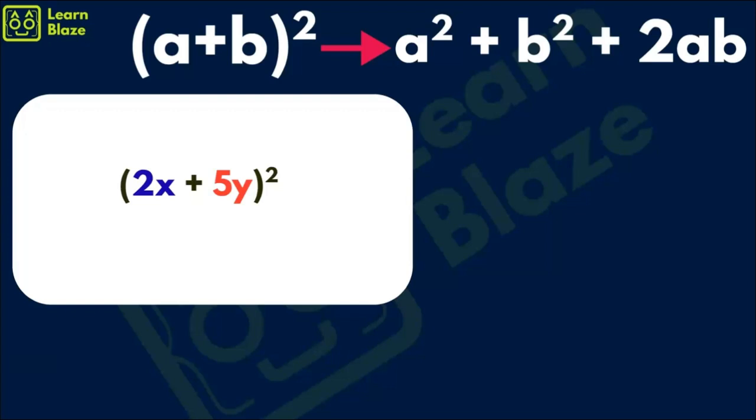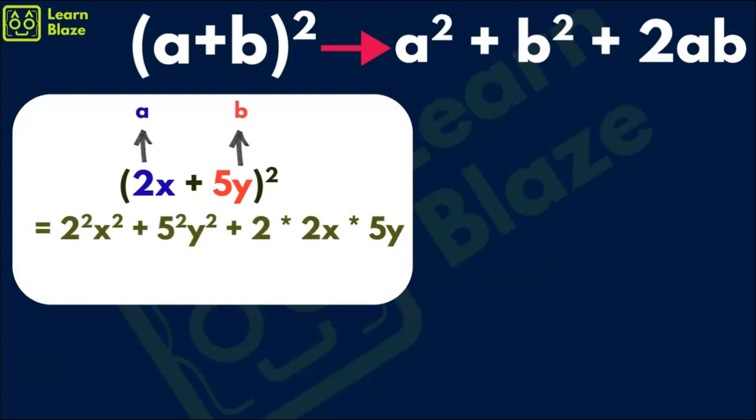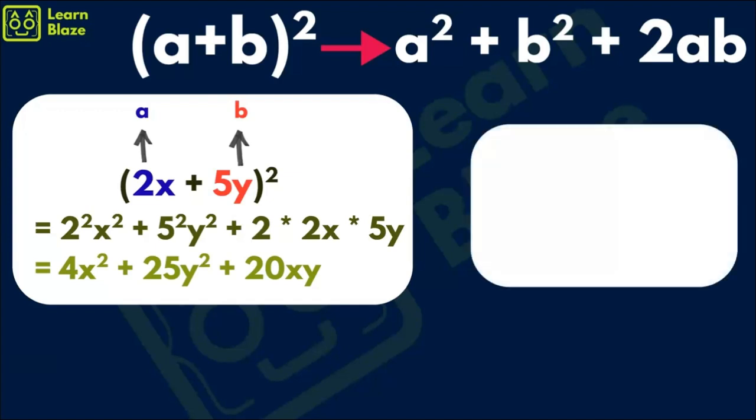Using this identity, we can simplify this into a form which is a square plus b square plus 2ab. Here, 2x represents a and 5y represents b. This gives us 2 square x square plus 5 square y square plus 2 times their product. Upon further simplification, we get the final answer in the form of a square plus b square plus 2 times a into b.